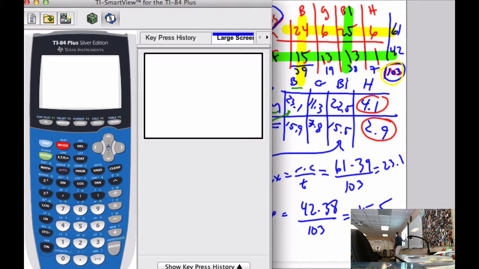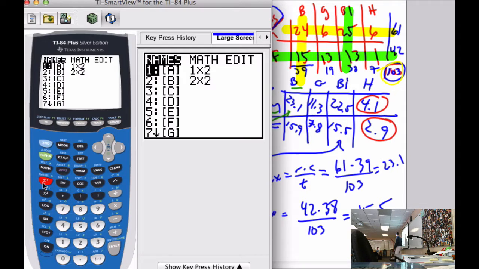Okay, first thing we're going to do is go to second matrix, which is over the x to the -1. And then there might be some listed out there that might not be, in terms of what's in here. Okay, go over to edit.